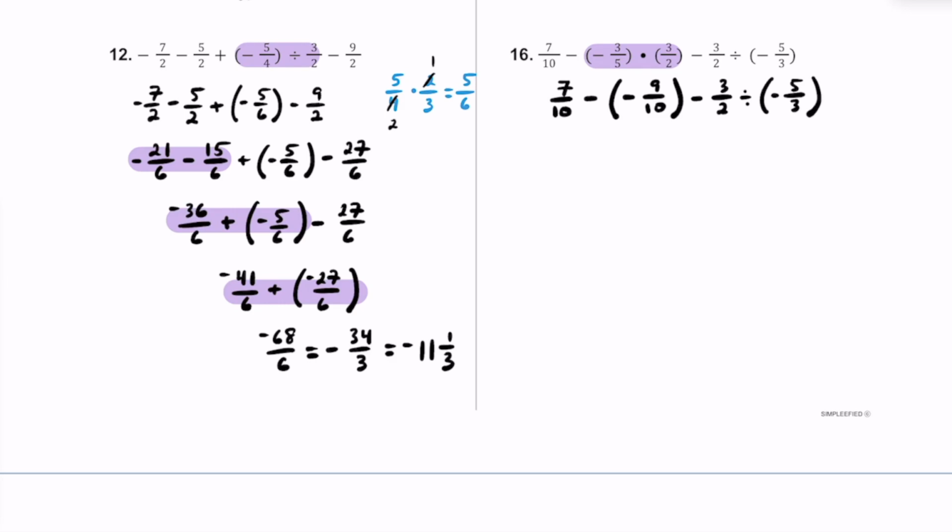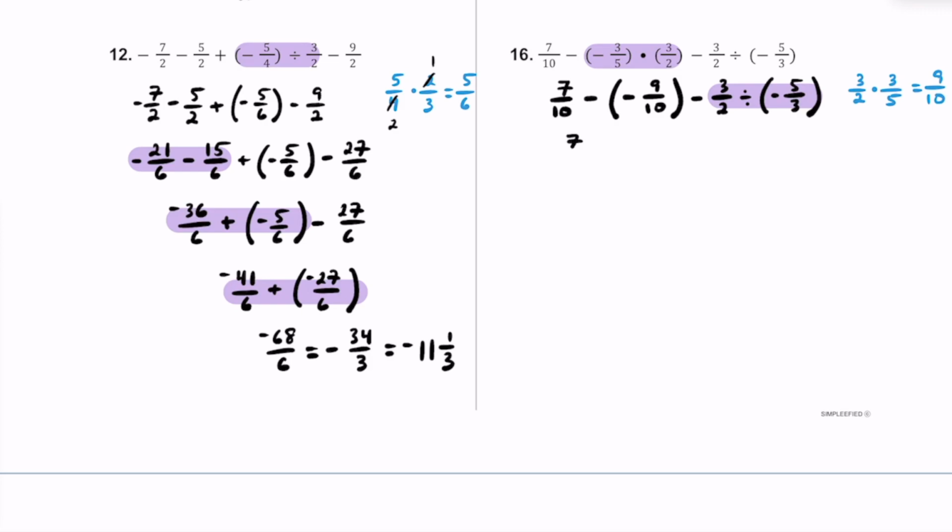Between subtraction, subtraction, and division, let's go ahead and do the division here. I'm going to write that on the side. It's going to be 3 over 2 divided by 5 over 3 is going to be times 3 over 5. Again, I'm ignoring the negatives for just a moment. 3 times 3 is 9. 2 times 5 is 10. So the quotient here is going to be 9/10, but it's going to be negative 9/10.